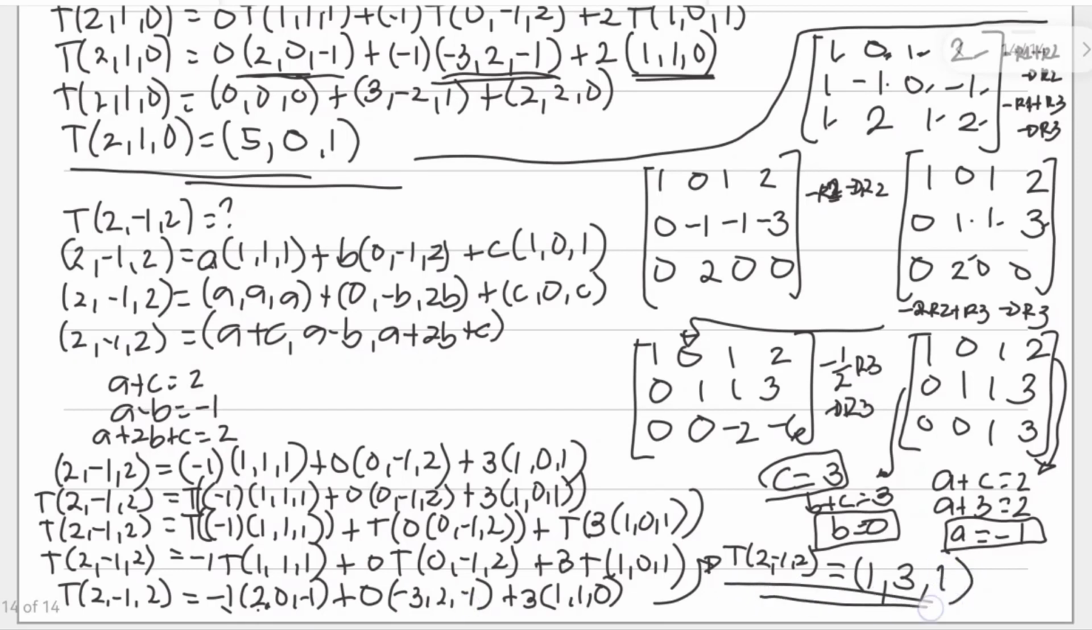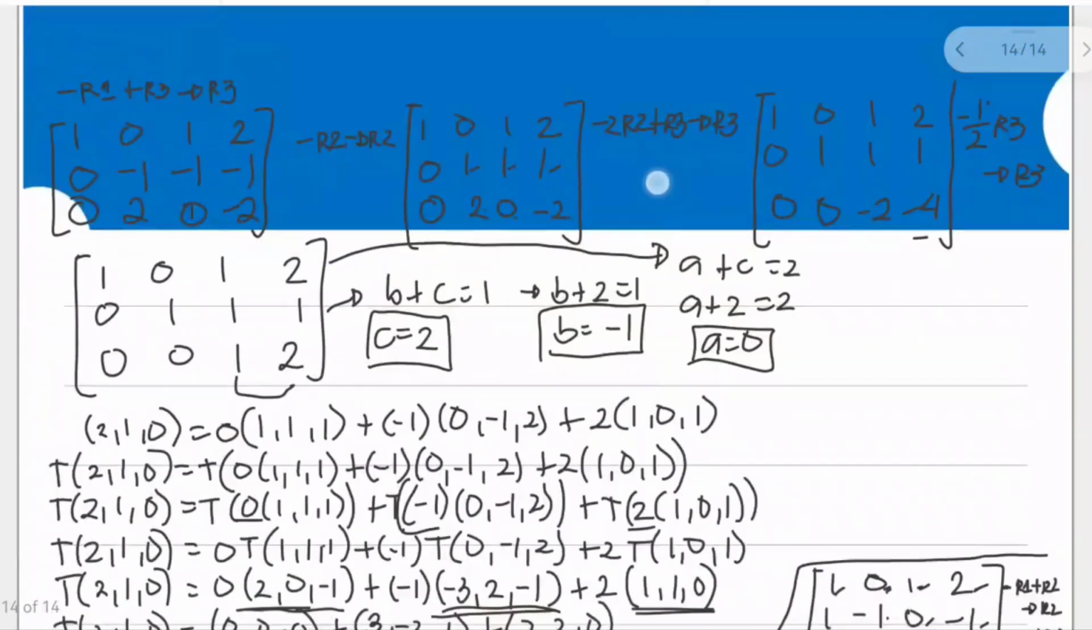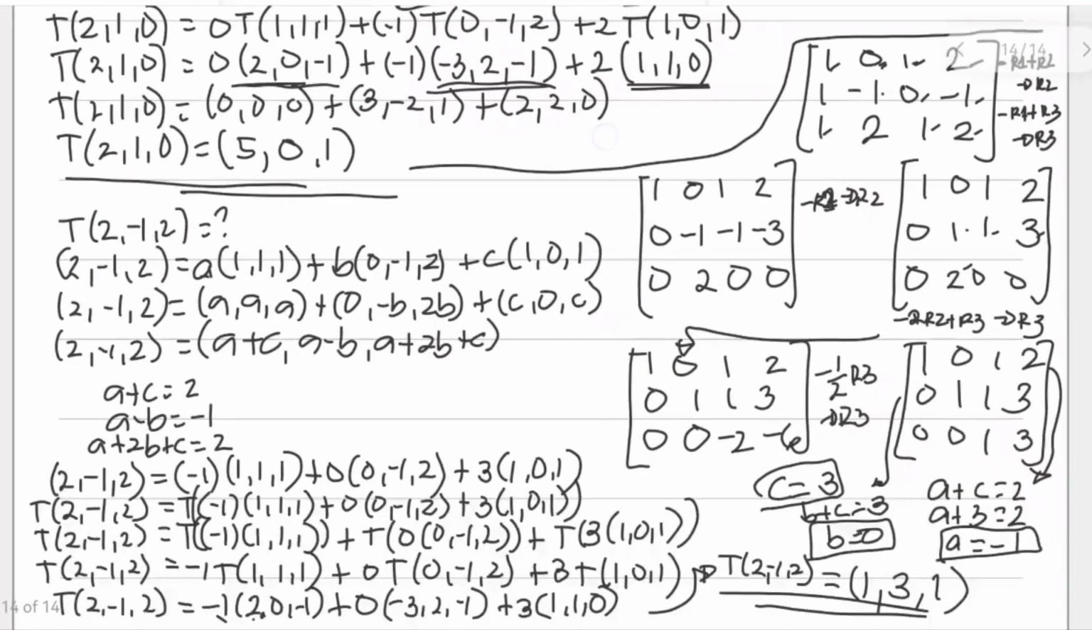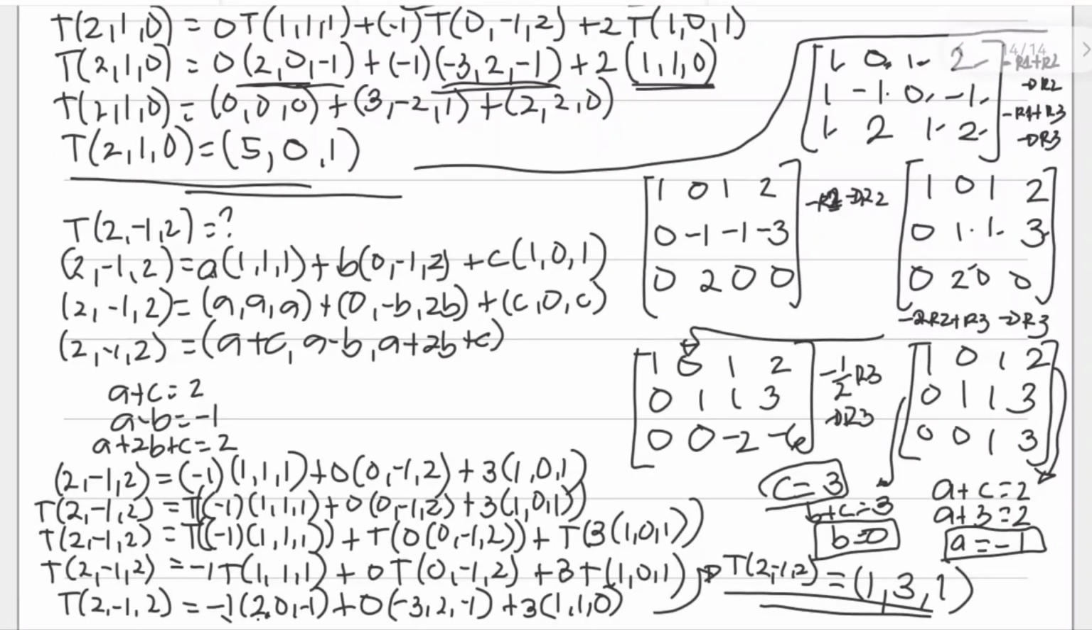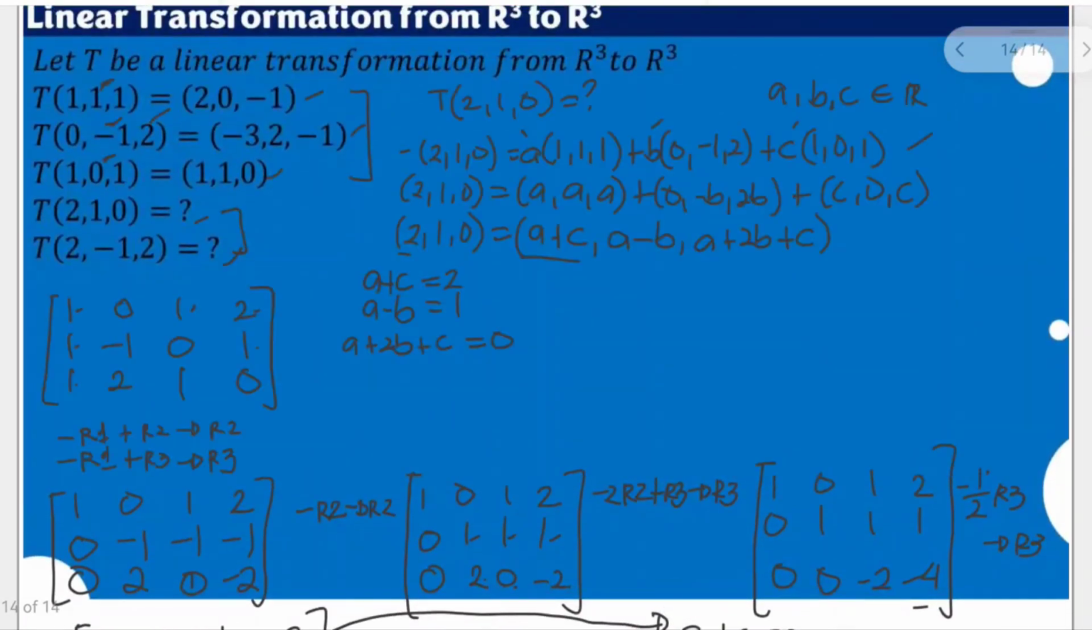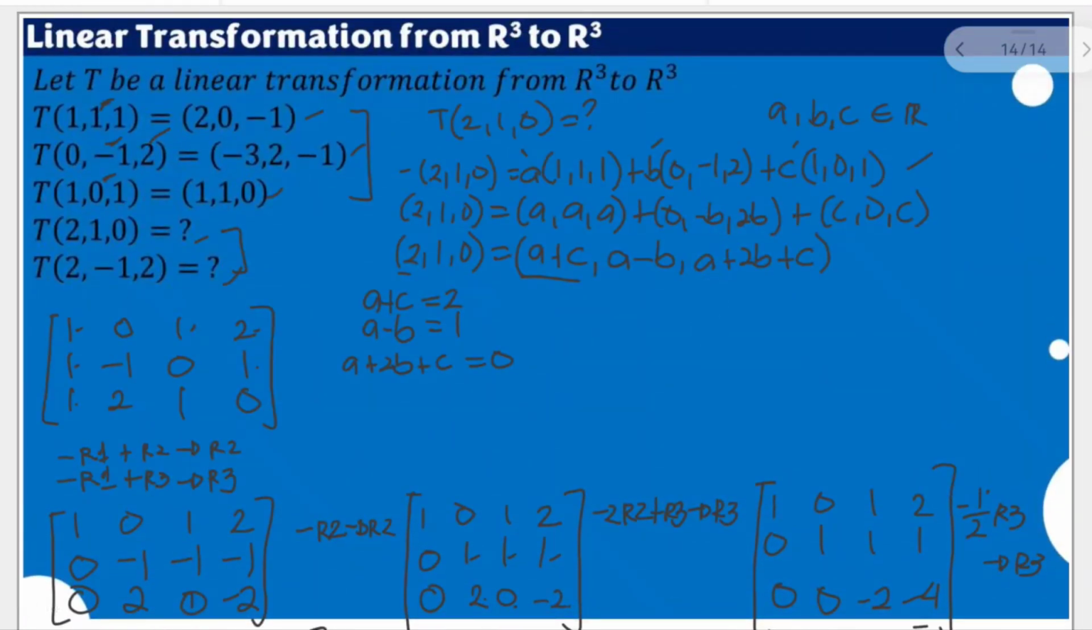This is the linear transformation for (2, -1, 2) using the values here. Okay? So pardon if I don't have much space, but anyway, at least you were able to see the process. So again, this is how we do it for R3 to R3. So this is all about the solving of linear transformation from R3 to R3. Thank you very much for watching.